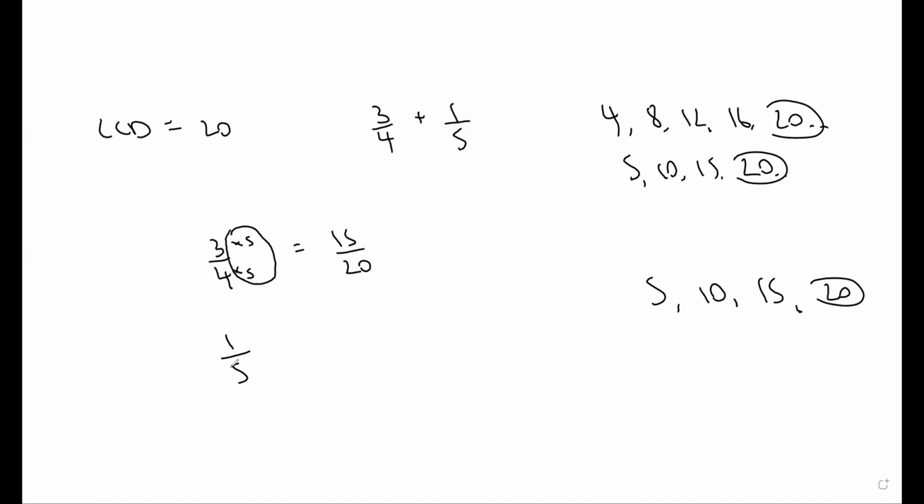Next one is 1 over 5. So what should we multiply this one by? Anyone? Multiply that one by 4. Indeed. So multiply by 4, multiply by 4, and you get 4 over 20. So now add them up. So 15 over 20 plus 4 over 20 equals 19 over 20.